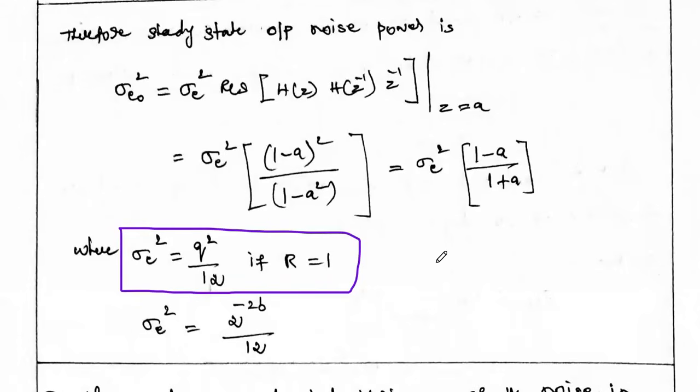Q is nothing but a quantization step size. So here the quantization step size Q is nothing but, you know the formula, Q is equal to R divided by 2 to the power B. Okay, where R is nothing but the range of input signal applied to that particular filter.